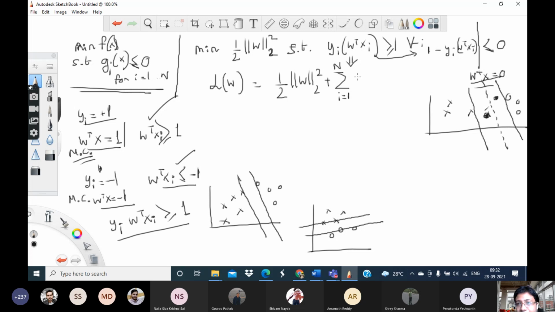So I will bring this here. Basically this is what I call my gi of W. And we multiply it with the Lagrange multiplier, which I call lambda i, times 1 minus yi W transpose xi. Fine. This is the augmented objective function.